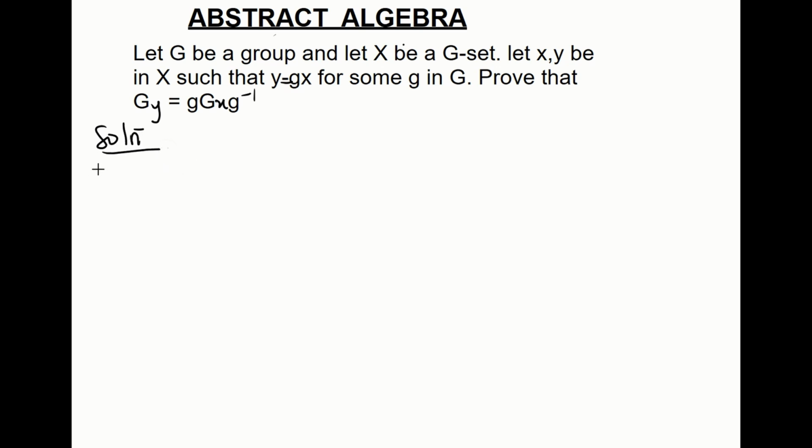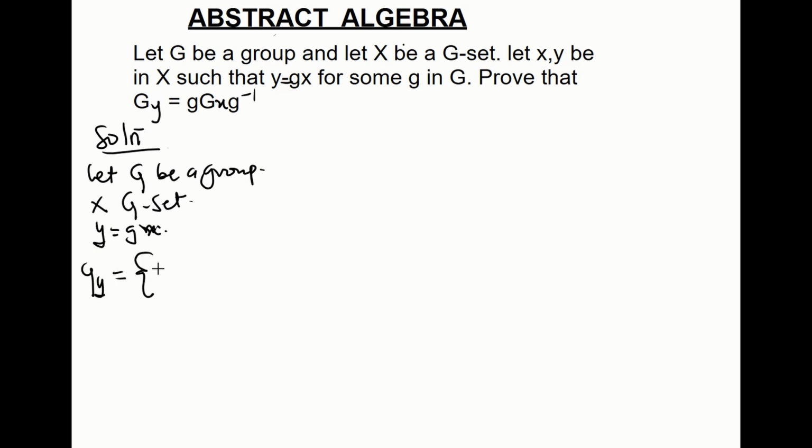First, we know that G is a group, so let G be a group. Then we identify that X is a G-set. We are given that y is equal to g·x. Now let's look at the stabilizer of y, or G sub y. G sub y is defined as the set of all h in G such that h composed with y leaves y the same, that is, h·y equals y, where h is from the group G.